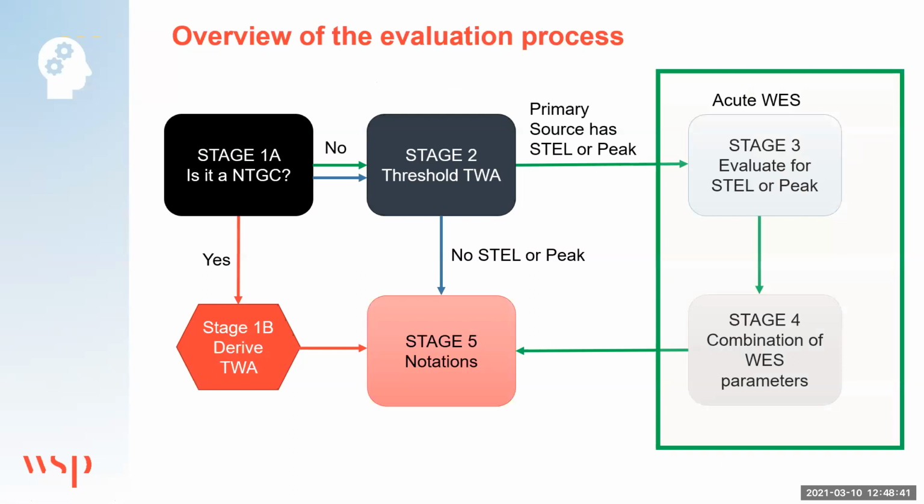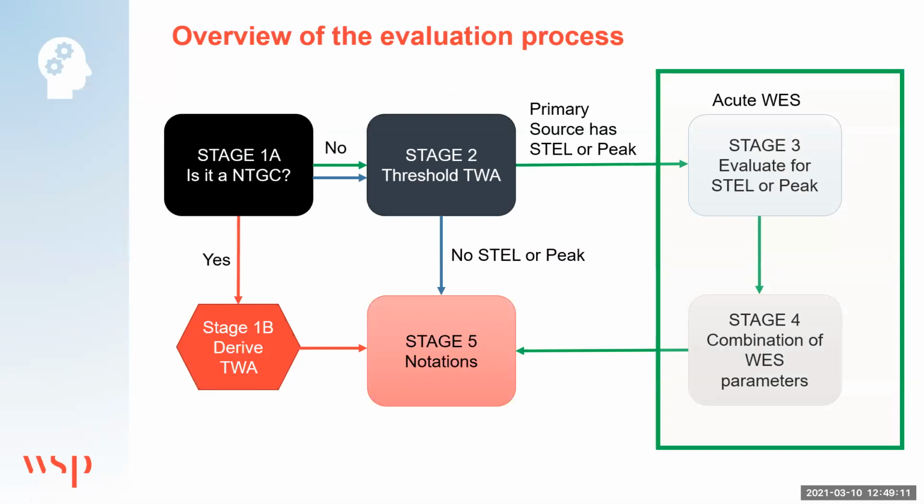So we've had a look at stage 1, the carcinogen and how to derive it. Sometimes there is no cancer slope or inhalation unit risk, and to derive a TWA there is a different method, and sometimes we couldn't. That's pretty complex, so I can't cover that today, but maybe at another point.